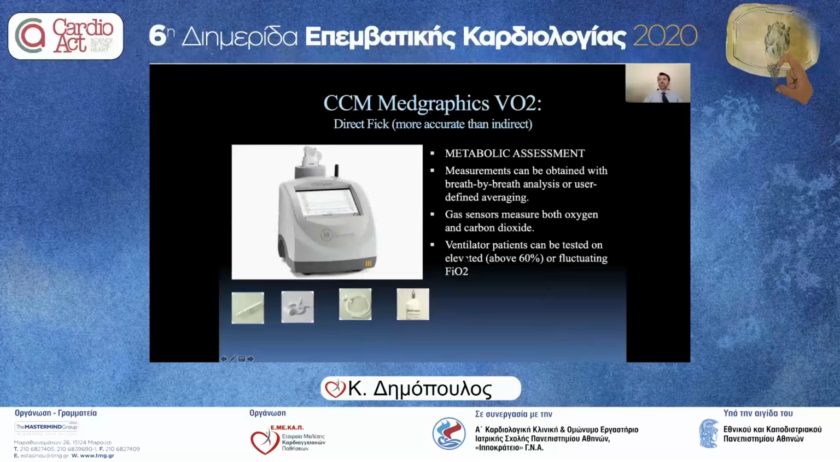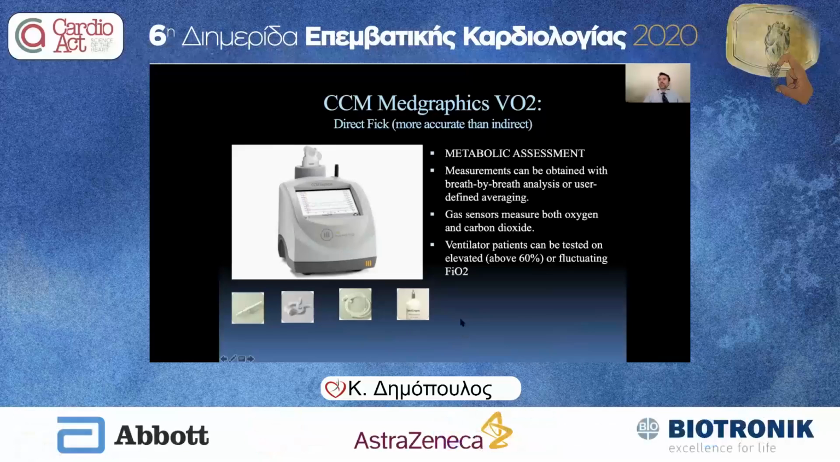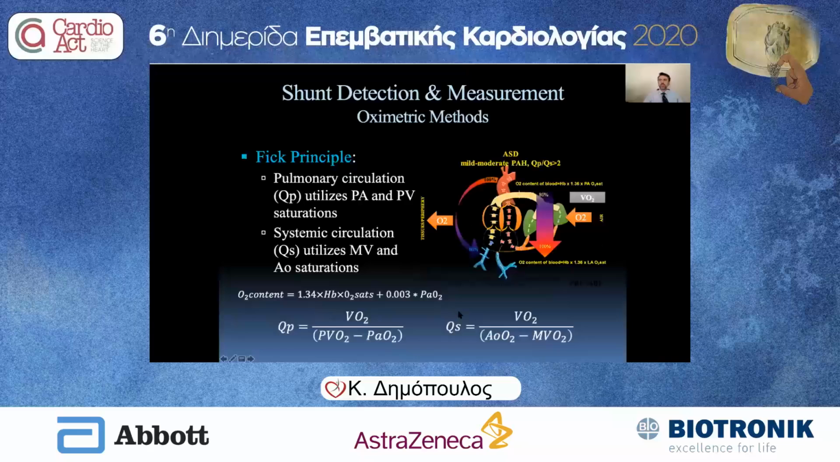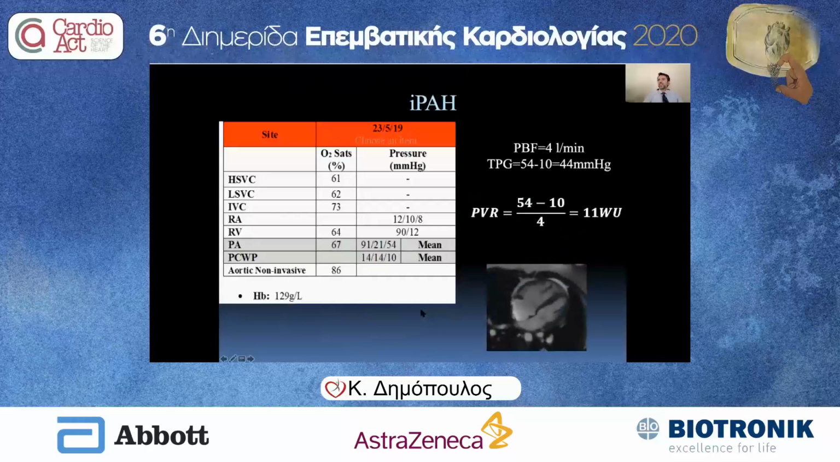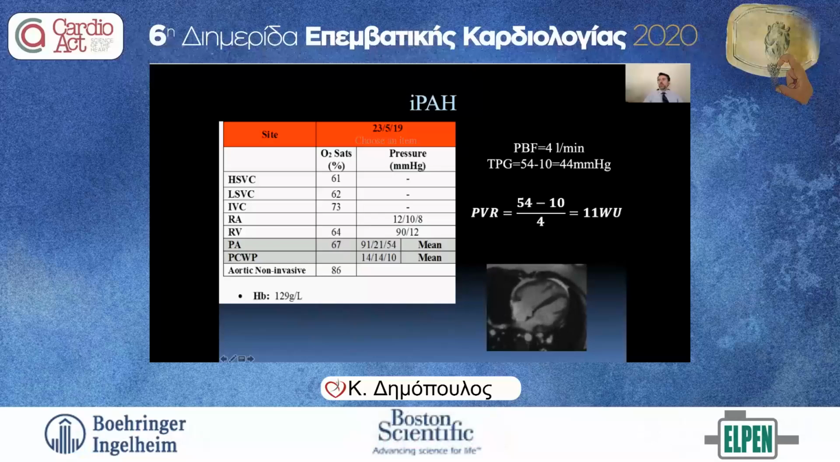To do direct Fick, which is the more appropriate, the more accurate, you need a machine like this to measure oxygen consumption rather than taking it from nomograms. So this is what we do. We use the Fick method to calculate both our pulmonary and systemic circulation. And this is useful for patients with shunts mainly, to calculate Qp/Qs, or only Qp for all our PH patients, to calculate your PVR.